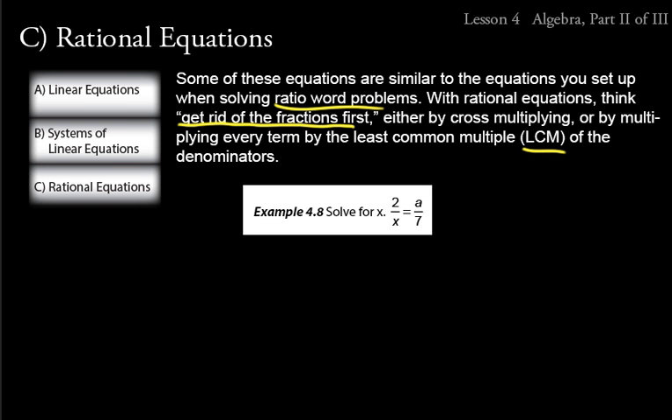Just cross multiply. X times a, say is ax, is equal to 2 times 7 is 14. Divide both sides by a. X equals 14 over a. That's our answer. We're not trying to find some specific number here. We're just looking at that equation, solving for x. 14 over a is the result.